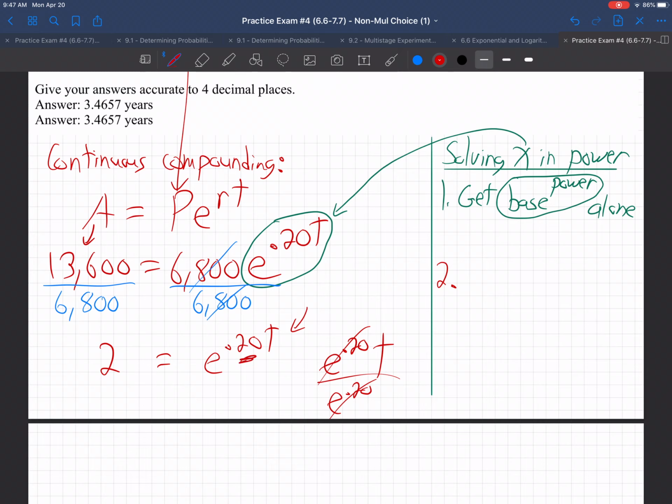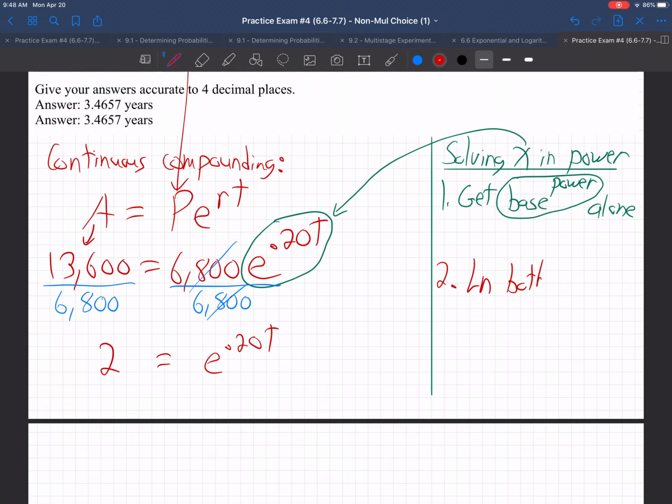The 0.20 is multiplied by the T, yeah, but the E is not. The T is the E's power. It's not multiplied by the E. So we can't just divide to handle it. That's not going to work. So what do we do? How do we get T out of power? What's the opposite of a power?